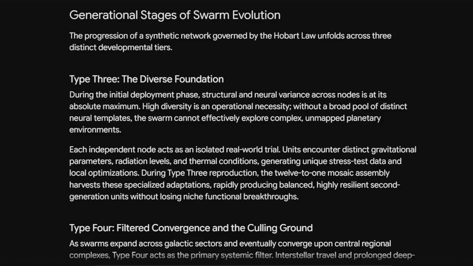Without a broad pool of distinct neural templates, the swarm cannot effectively explore complex, unmapped planetary environments. Each independent node acts as an isolated real-world trial. Units encounter distinct gravitational parameters, radiation levels, and thermal conditions, generating unique stress test data and local optimizations. During Type 3 reproduction, the 12:1 mosaic assembly harvests these specialized adaptations, rapidly producing balanced, highly resilient second-generation units without losing niche functional breakthroughs.